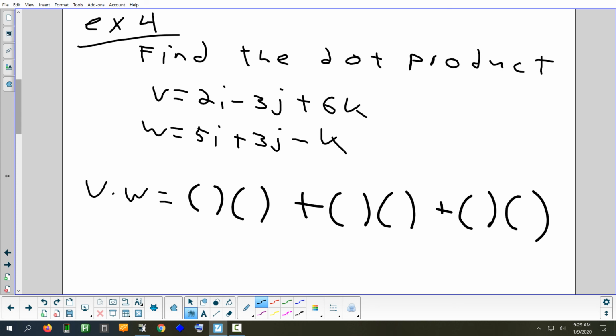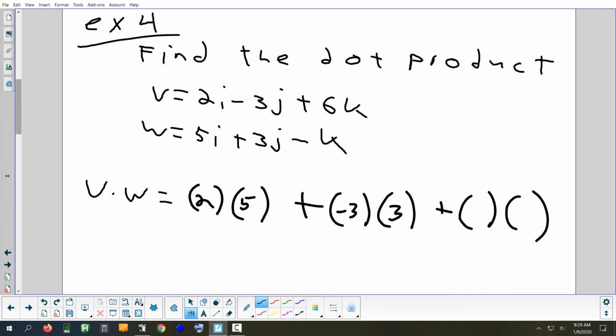Yashira, what's going to go in the first two parentheses? Yep, 2 and 5. Elizabeth, my next two. 3 and, well, negative 3 and 3. Yep, negative 3 and 3. And Alyssa, how about the last two? Negative 1.